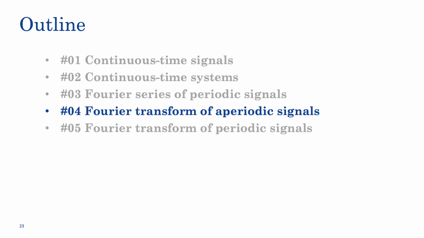That's all for this class on the Fourier transform of aperiodic signals. In the next class, we'll learn how to calculate the Fourier transform of periodic signals. In that case, we won't be able to use the formulas we obtained today, as those formulas only apply to finite energy signals and periodic signals have infinite energy. But we will have to find another way.